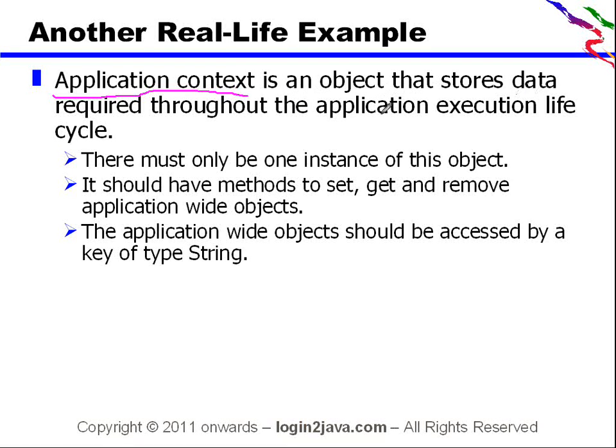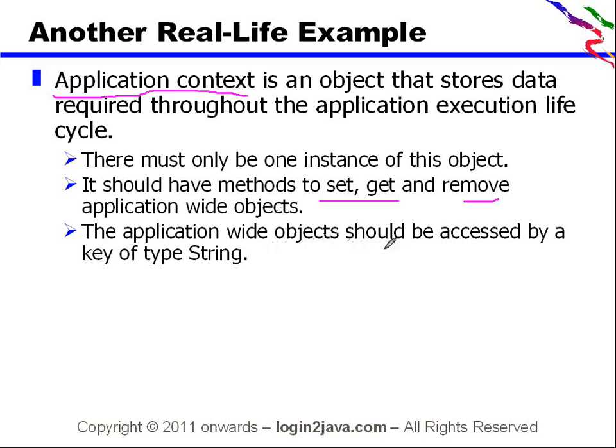Application context is an object that stores data required throughout the application execution lifecycle. There must only be one instance of this object. It should have methods to set, get, and remove application-wide objects. Normally you need a key-value pair where the key is a string and the value can be any object, to set into the application context and to get from it. In case you want to remove that object, you can have a remove from the application context.